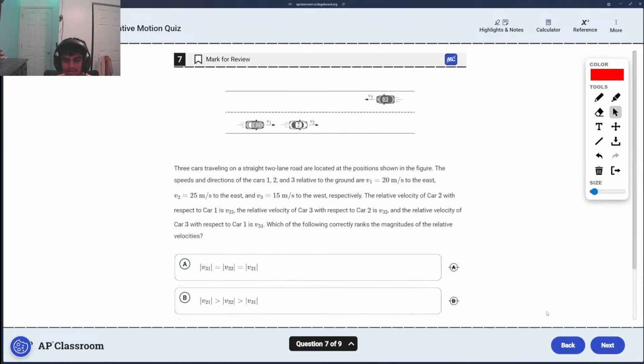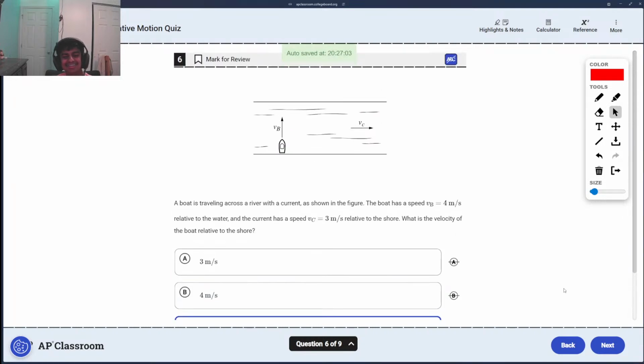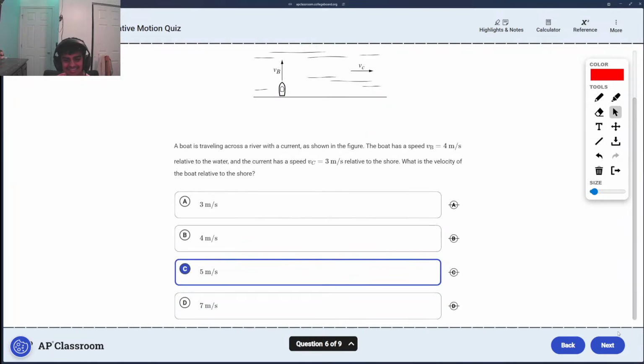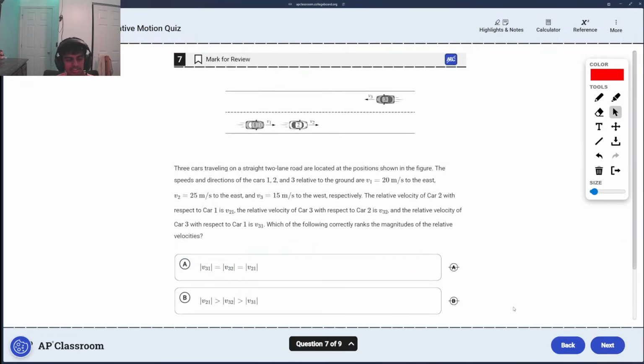Wait, but how do you know that's right? Because you added the vectors. You just add the vectors and then it's a triangle, and you just get it. Yeah. 6, 7, reference frame.